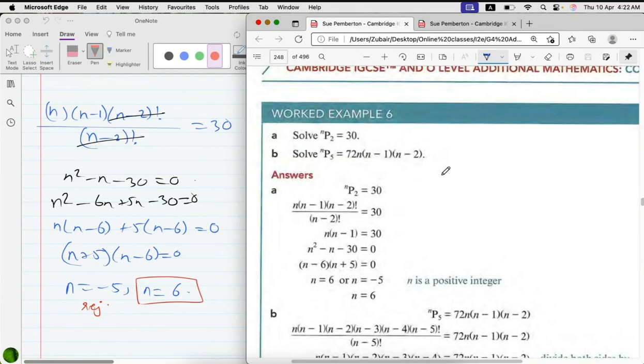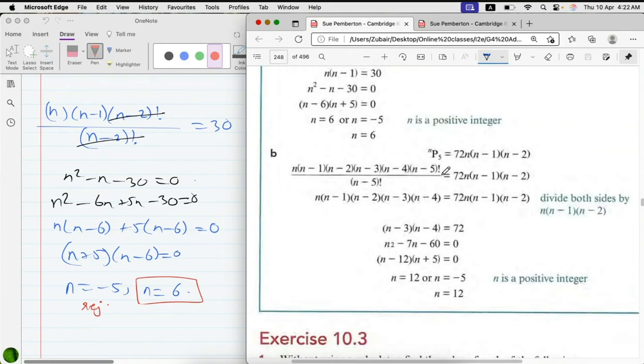So I'm getting m equals 12. n is equal to 12, yes.